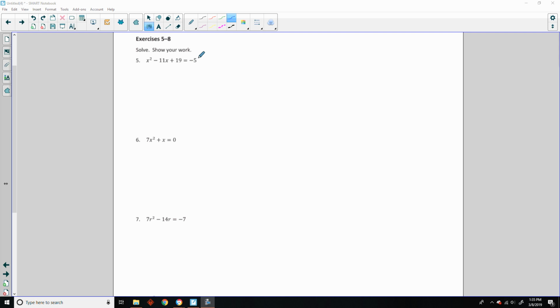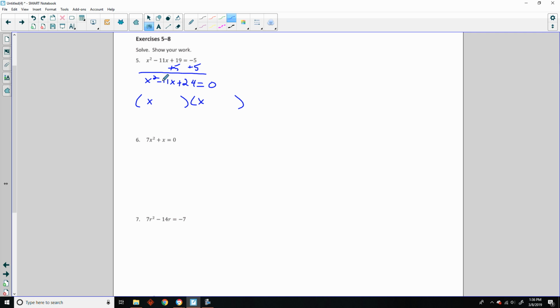So I always want this equal to 0 first, so I'm going to add 5. I get x squared minus 11x plus 24 equals 0. I don't know why my 4's keep doing that. It jumps and connects it. And equals 0. Okay? I'm going to factor.